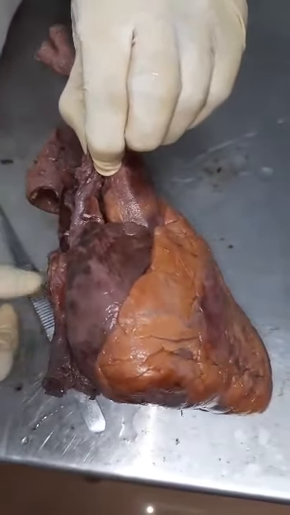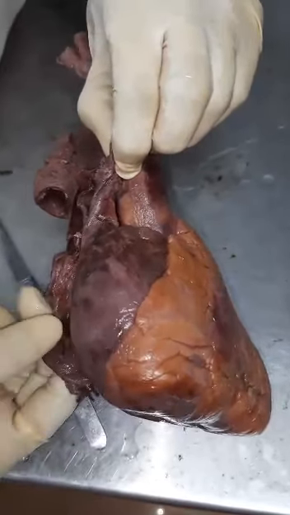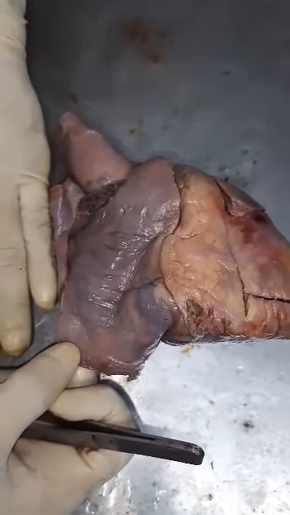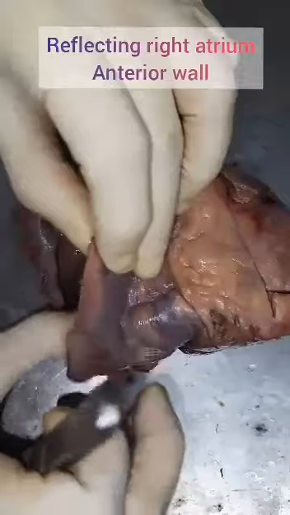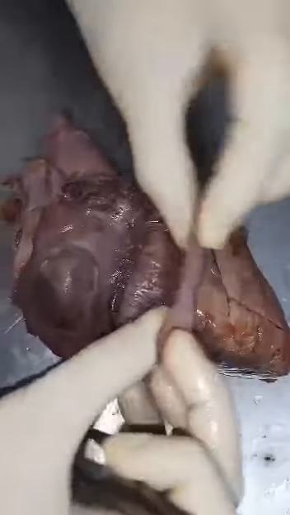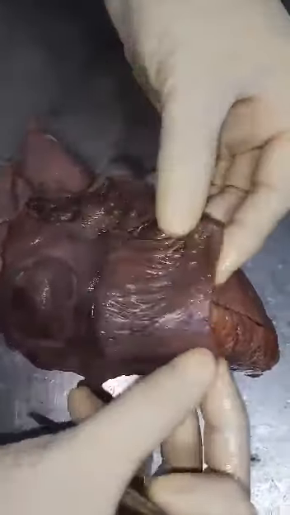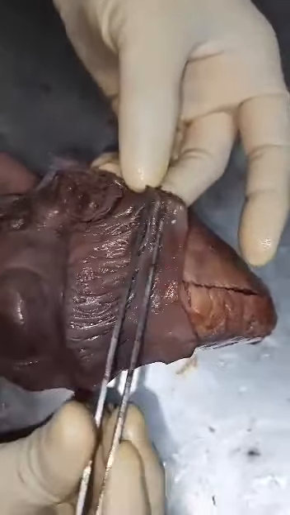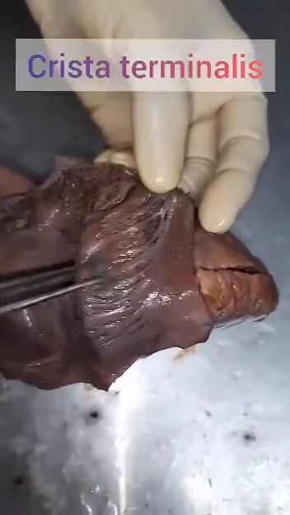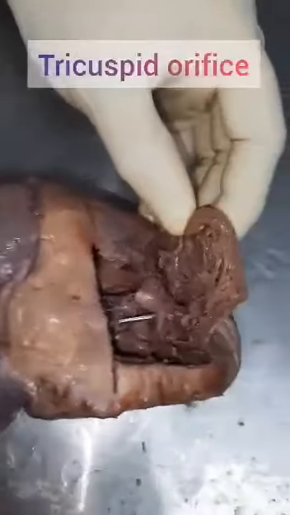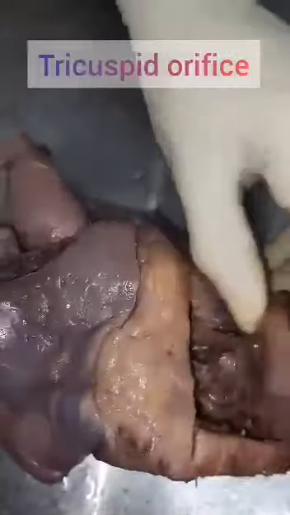Now we shall move into the internal features of the right atrium. Cut just posterior to the sulcus terminalis, and we are reflecting the right atrium anterior wall to the left side. So overlying the sulcus terminalis on the inside, if you see, there is a linear muscular ridge. This is called the crista terminalis. From the crista terminalis, numerous longitudinal ridges will be running, converging towards the tricuspid orifice. This is the tricuspid orifice connecting the right atrium with the right ventricle.